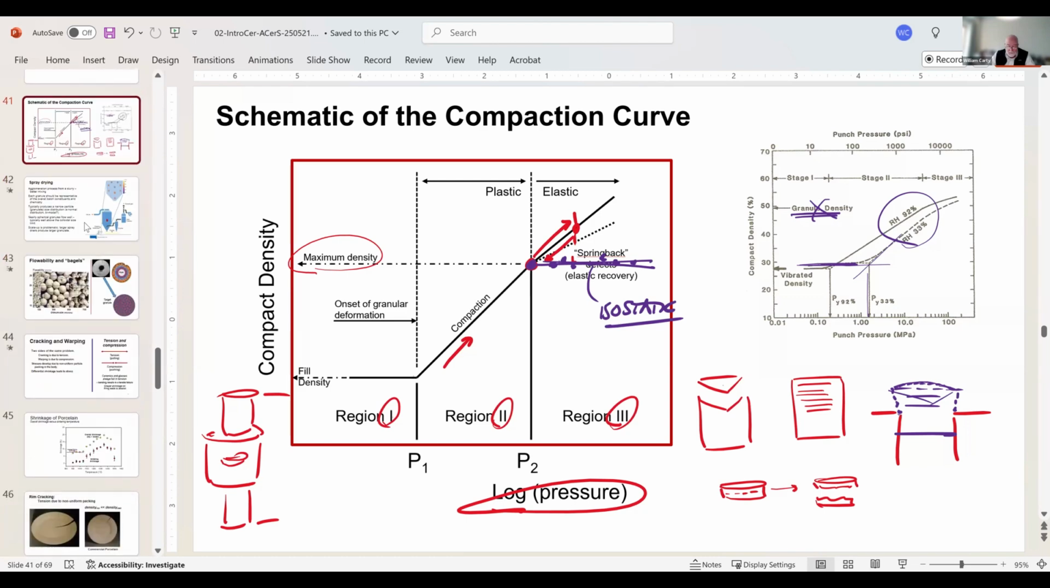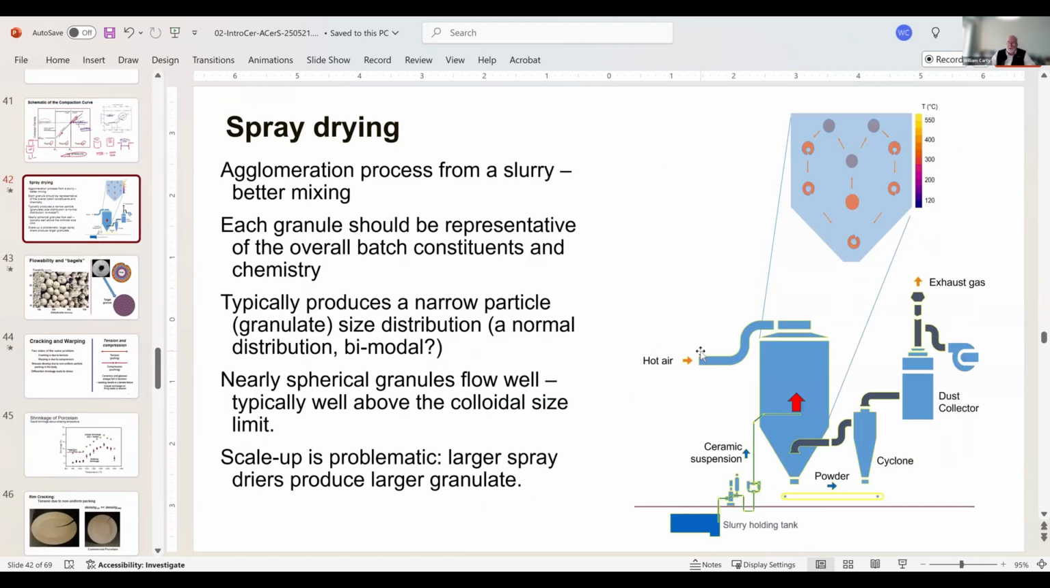Okay, that brings us to spray drying. Spray drying is an agglomeration process from a slurry. You get much better mixing in a slurry than you get from any other technique. Each granule should be representative of the overall batch. So that means that each granule created in spray drying has the same composition. This is typically a narrow particle size distribution, arguably a normal distribution. It might be bimodal. The reason it's bimodal is that when the jet comes out of liquid, it starts to do these perturbations basically, and it will pinch off.